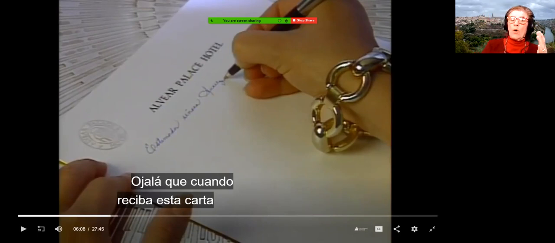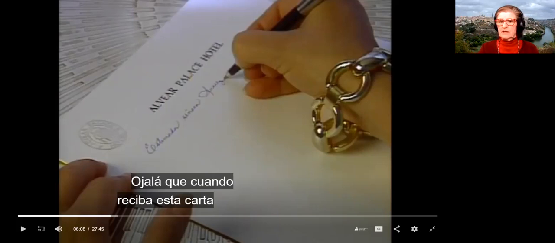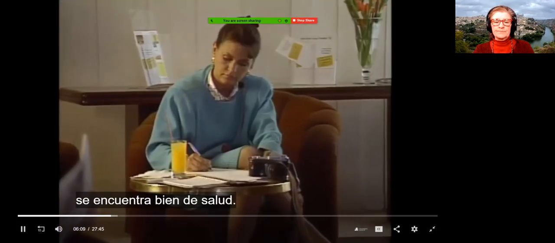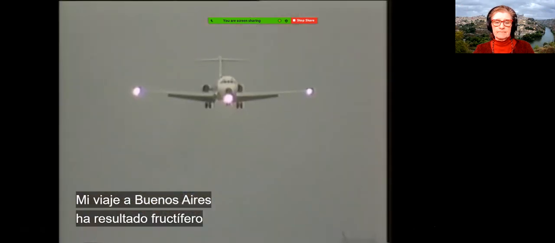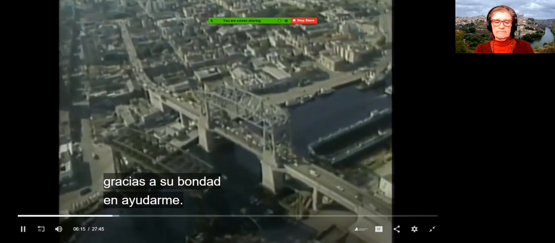Ojalá is a big one. Ojalá is used all the time. And whatever comes after ojalá will be that opposite vowel subjunctive thing. Because you're saying, hopefully this will occur. Well, it hasn't happened yet. You're hoping for it to happen. Se encuentre bien de salud. Mi viaje a Buenos Aires ha resultado fructífero, gracias a su bondad en ayudarme.